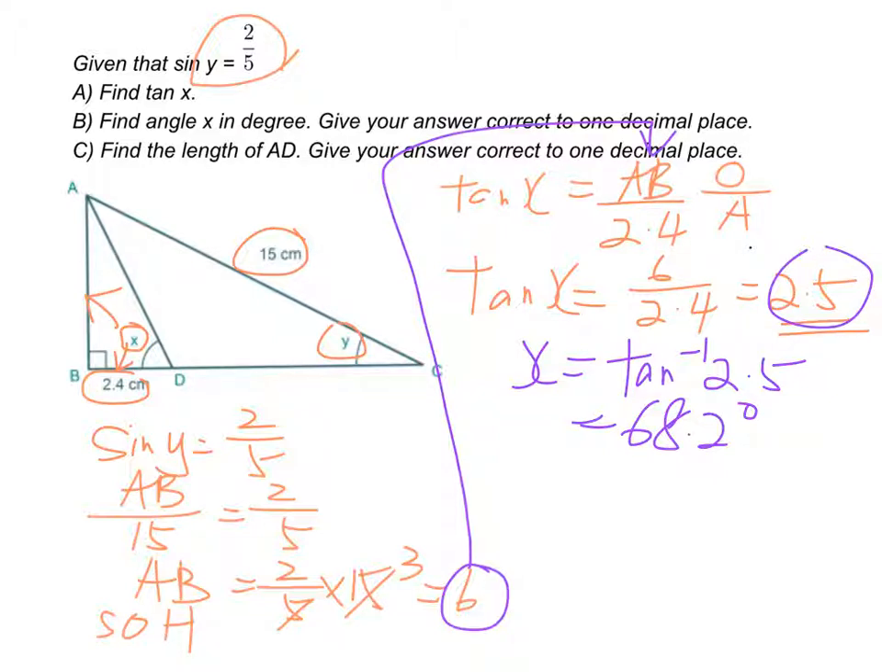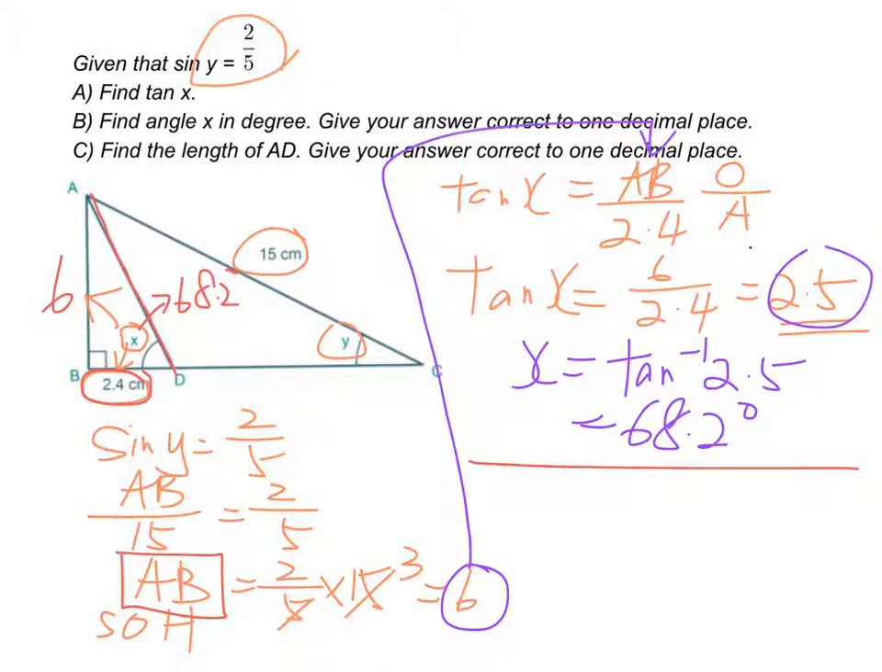Next, we want to find AD. AD is this one. Now that we know that angle x is 68.2, we can find out AD easily. And since we already know AB from here, now AB is 6. So we know AB is 6, BD is 2.4, and we know the angle x is 68.2. So we want to find AD, which is the hypotenuse.